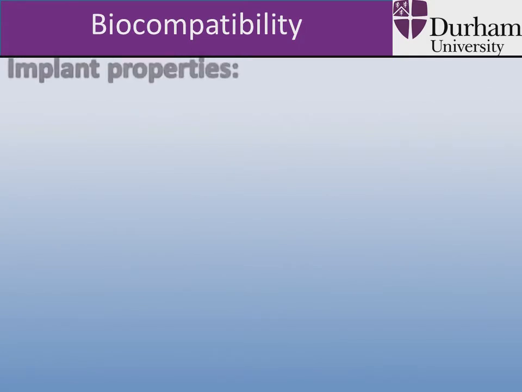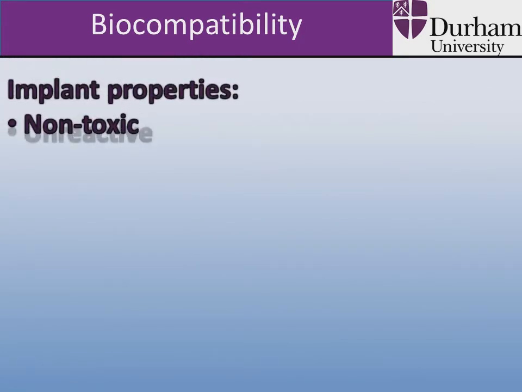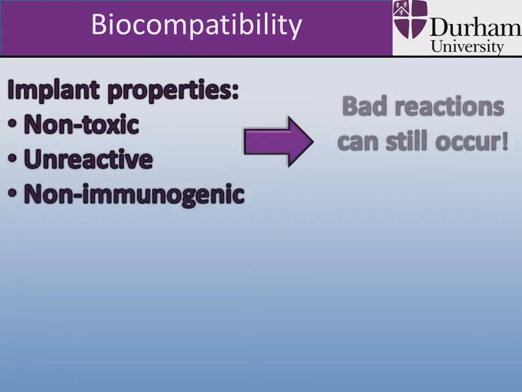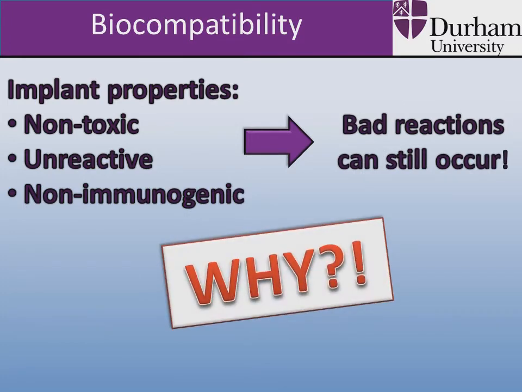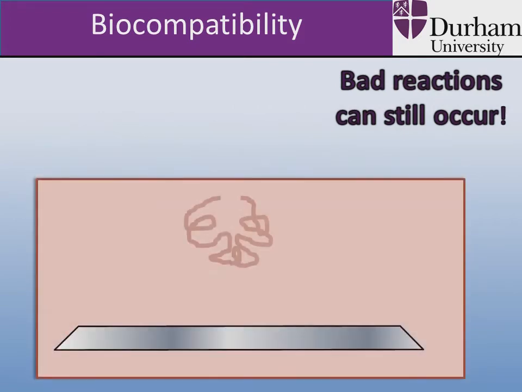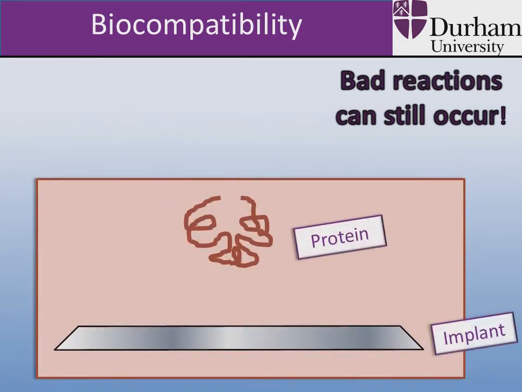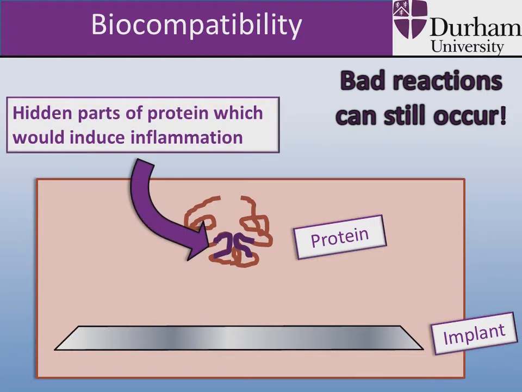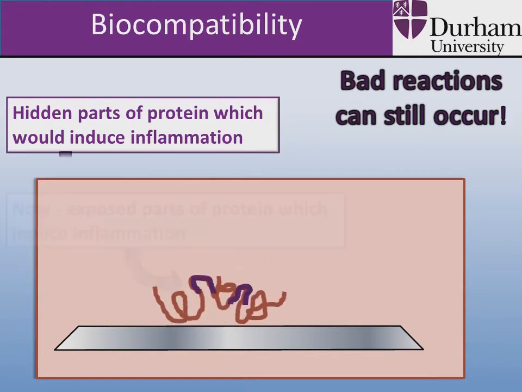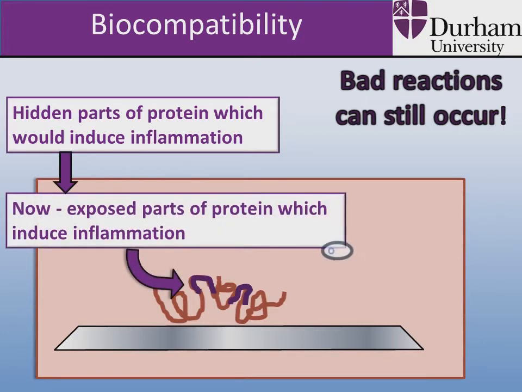Even when the implant is non-toxic, unreactive, and non-immunogenic, inflammation and rejection can still occur. This is often because it is actually the conformation, or shape, that the proteins take on when they adsorb to the surface, which is triggering the bad immune response. Sometimes, when the proteins adsorb, they change conformation and shape, exposing hidden parts of the proteins whose role is to specifically trigger inflammation.